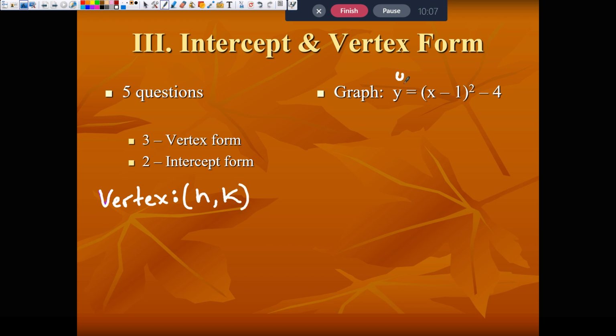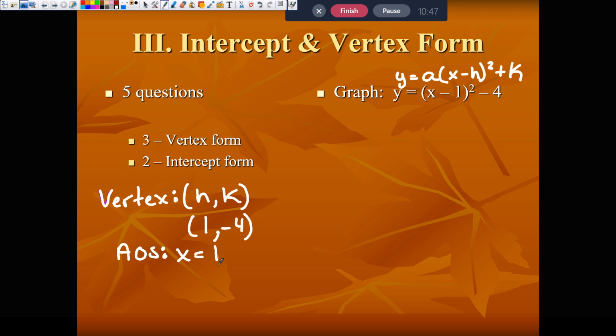So remember that this would be y equals a times x minus h squared plus k. So my h is going to be 1, because my equation's negative. Remember, it's the opposite sign. And my k is -4. So my vertex is going to be 1, -4. What is my axis of symmetry? x equals 1.